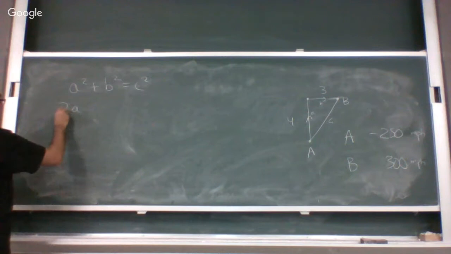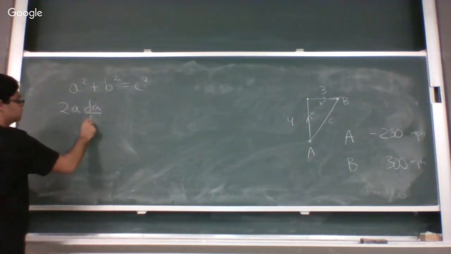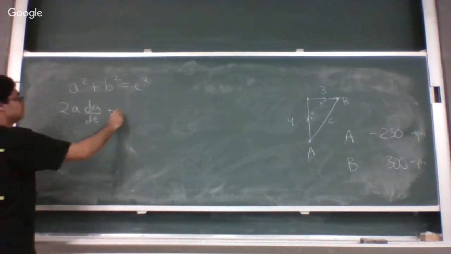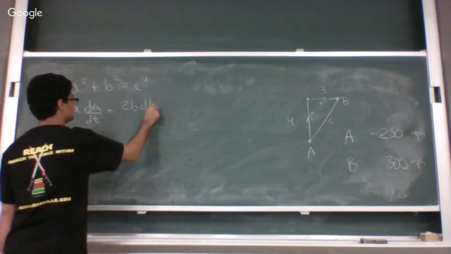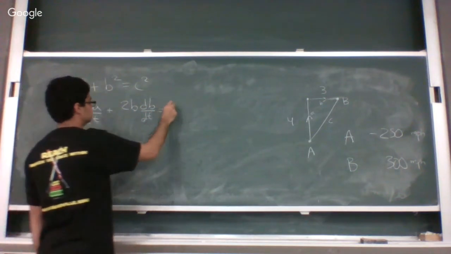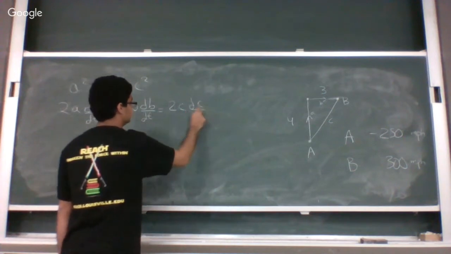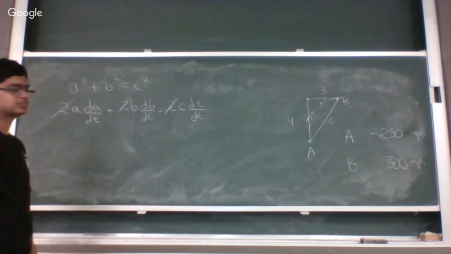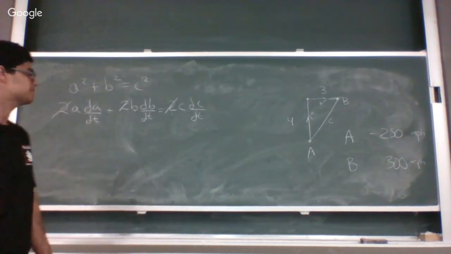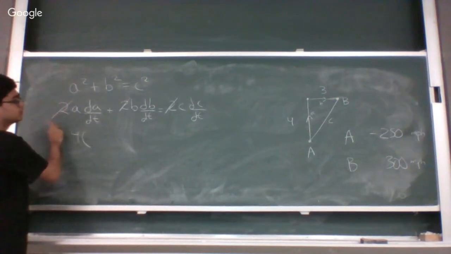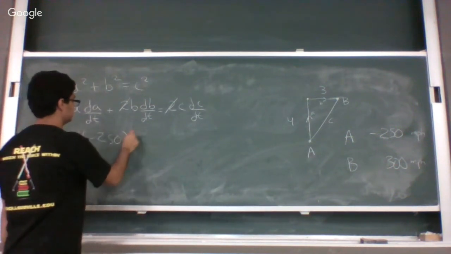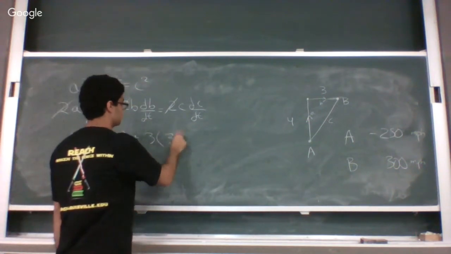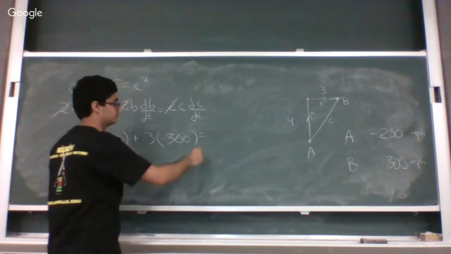2A dA/dt. Yep. This time it's with respect to time, because it's related rates as well. Plus 2B dB/dt, plus 2C dC/dt. You can factor out the 2's and get rid of those, and you can plug in. A is 4, so 2A, dA/dt is negative 250, plus B is 3, 2B is 300, and then C is 5.